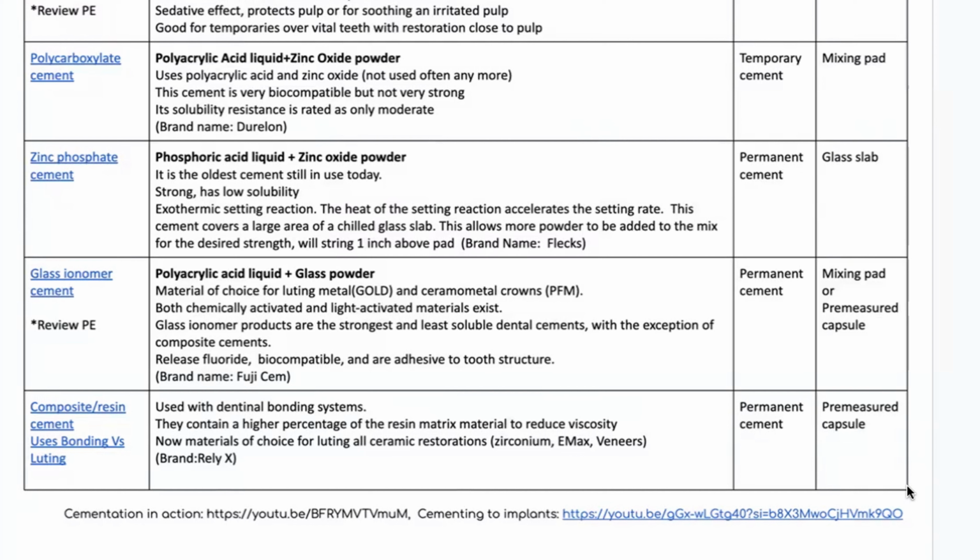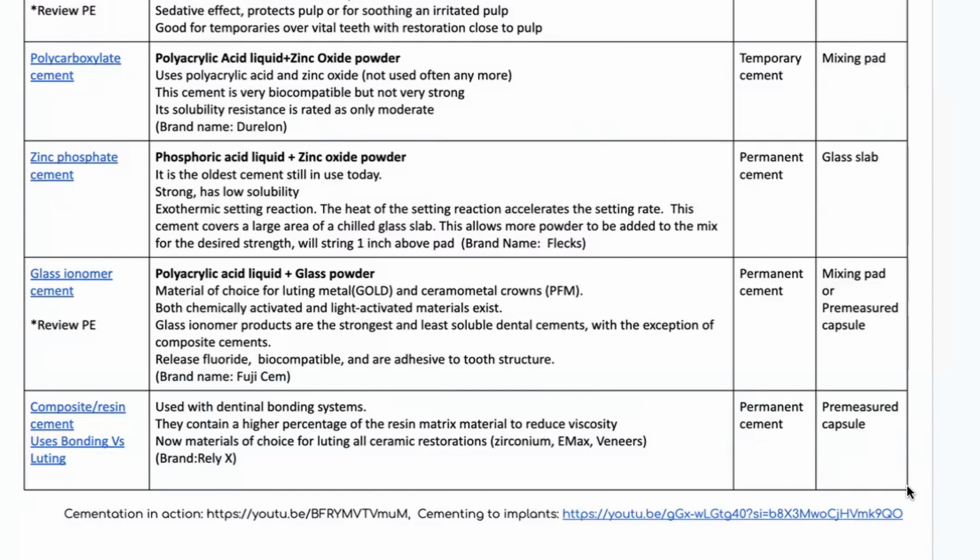So let's look at some of the features of the glass ionomer. This is the material of choice for luting metals. So luting is cementing metals like our gold and our PFM crowns. They were using this pretty heavily. It is chemically activated as well as light activated. There's a lot of different versions of this out there. So it could just cure on its own, essentially, is what that means, or we could take a curing light to it, depending on which type of glass ionomer we would like to use.